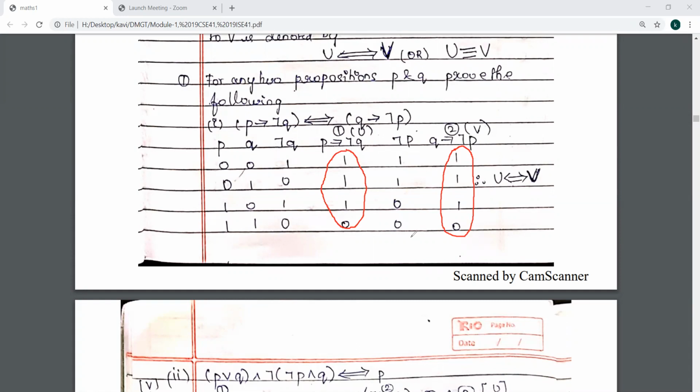So we constructed the truth table in which the compound proposition U and compound proposition V both have the same truth value. Therefore, these two are logically equivalent.